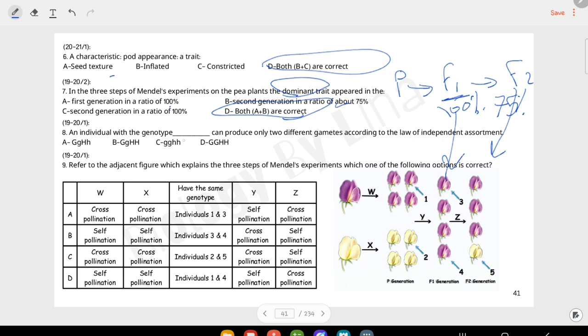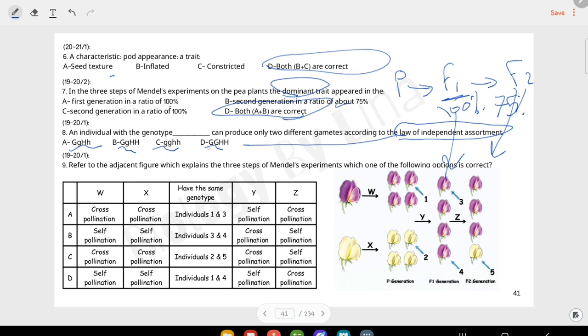An individual with the genotype can produce only two different gametes according to the law of independent assortment. The law of independent assortment is used when we have two characters. As you can see in all these choices, we have two characters. We have two different letters, right? Now, which one can produce two different gametes?